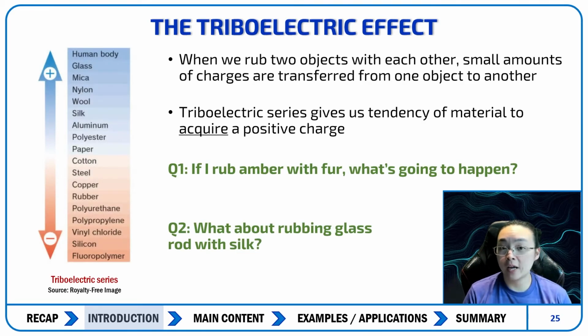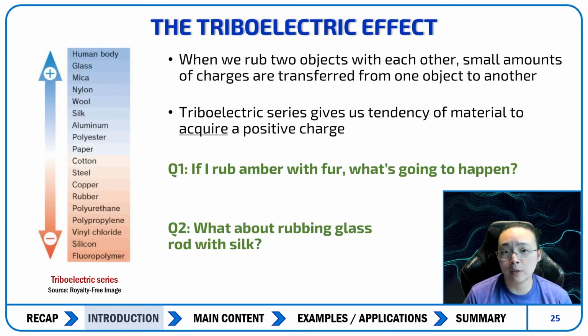So let's take a look at what happens when we rub two objects together. This is what the Greeks had noticed back in the day, and so we want to at least have a scientific explanation for what they observed here. When we rub two objects together, small amounts of charges, in other words electrons, are transferred from one material to another, and this is called the triboelectric effect.